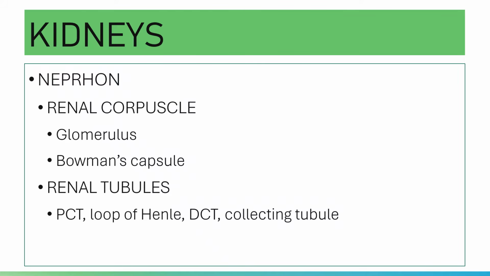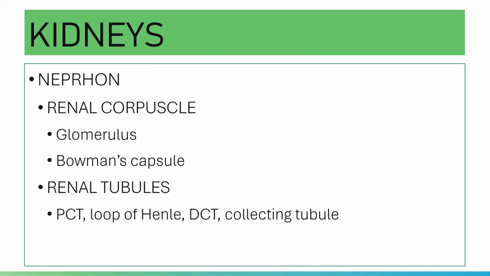And there is also a tubular pole, where your proximal convoluted tubule, which is part of your renal tubule, is present, or where your renal tubule arises. So you have your vascular pole and your tubular pole. Sometimes this tubular pole is called the urinary pole.